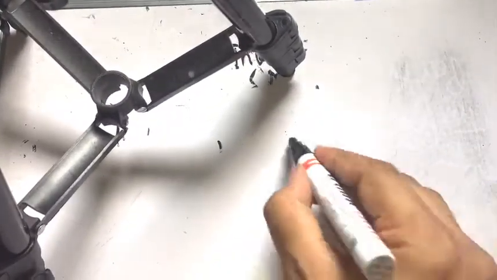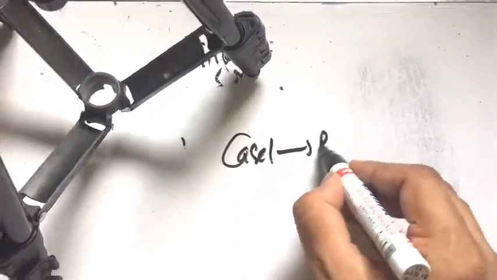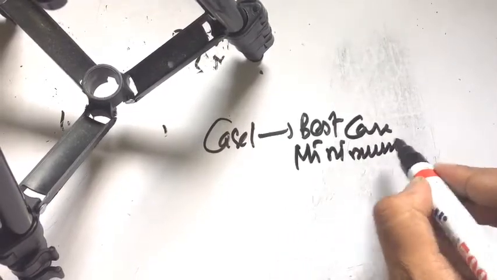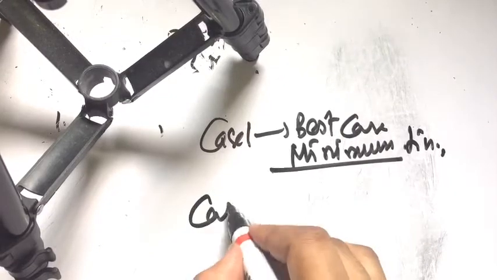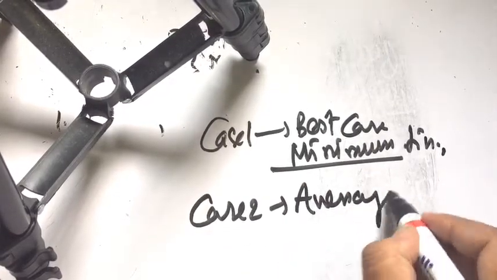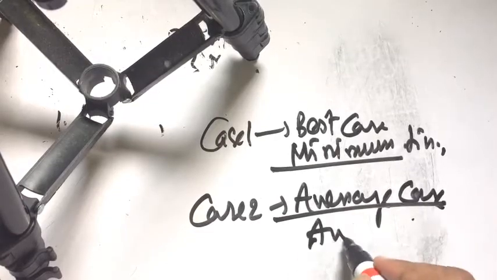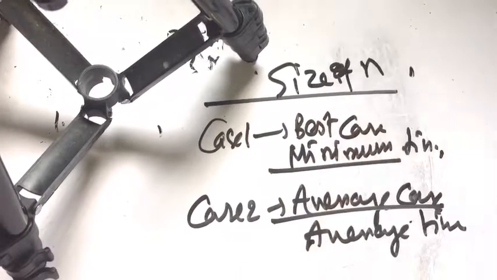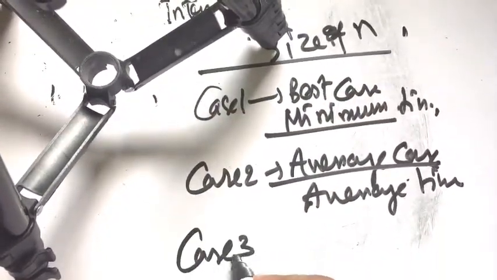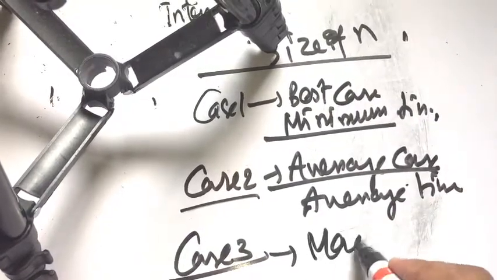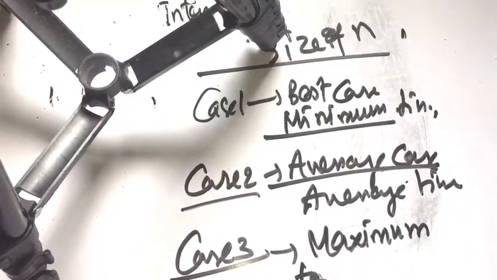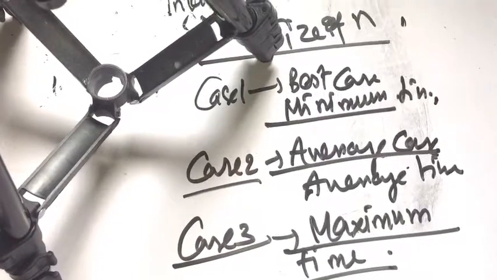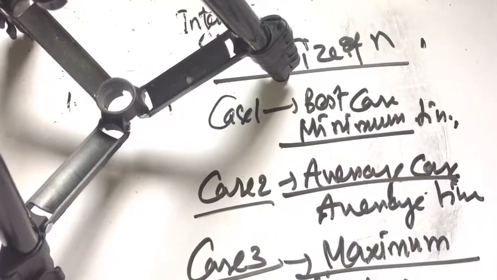So first, case 1 is the best case. It requires the minimum time for the size n. Case 2 is the average case, moderate time, average time for an instance of size n. And worst case means maximum time. It takes maximum computation, maximum calculation to solve the problem. The same size of problem is solved in maximum time. So these are the three concepts: best case, worst case, and average case.